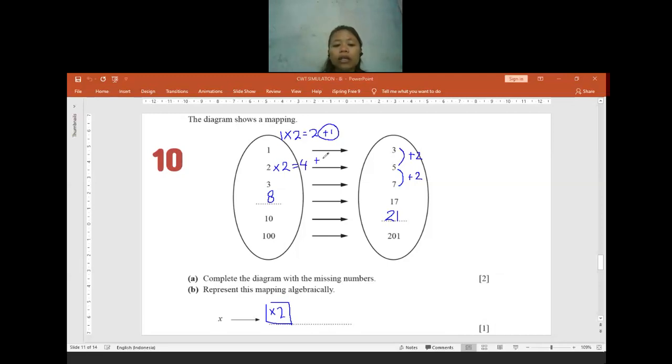So that's why in here for the function machine I can write it as multiplied by 2. After I multiply it by 2, I plus 1. And then from here I will get the output, or the y. Is there anyone who gets confused? If you write it as y equals 2x plus 1, it's also okay. If you write it as 2x plus 1, also still okay.